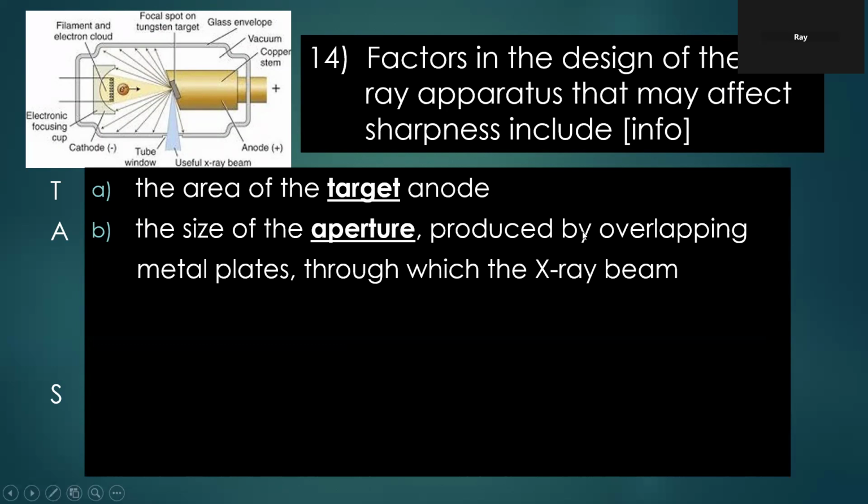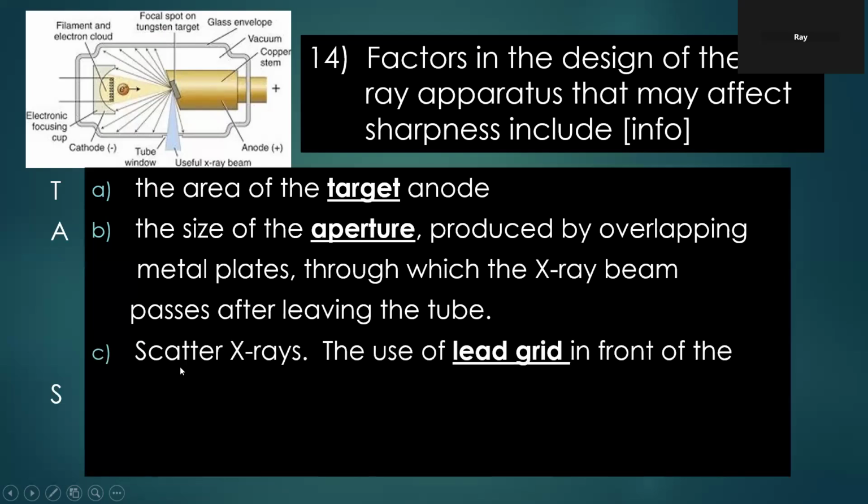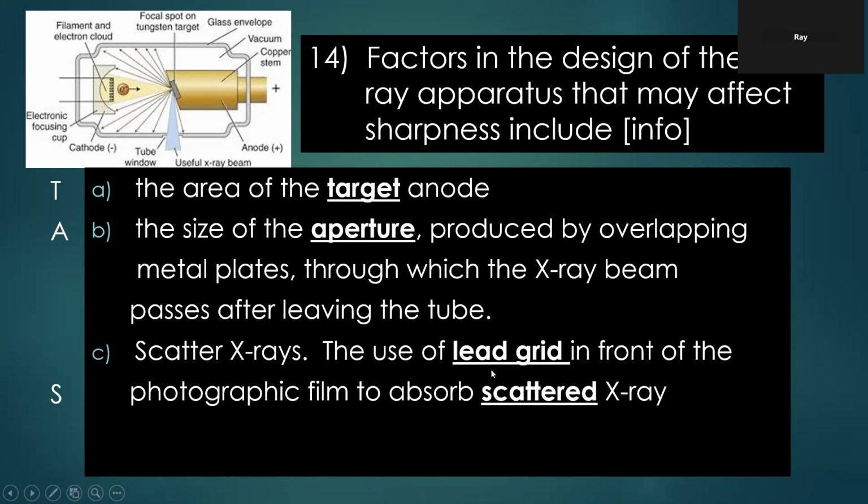This is produced by overlapping metal plates through which the X-ray beam passes after leaving the tube. Scatter X-ray: use of a lead grid in front of the photographic film to absorb the scattered X-ray.